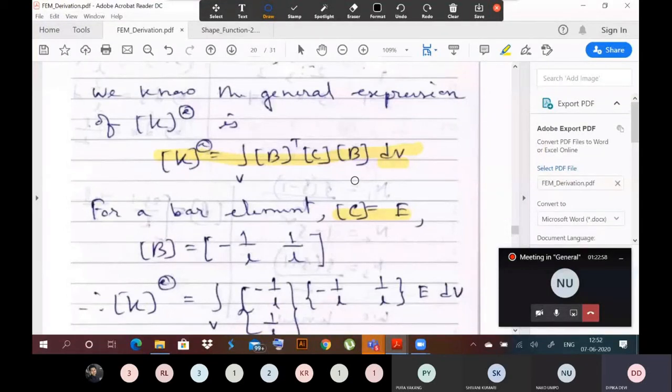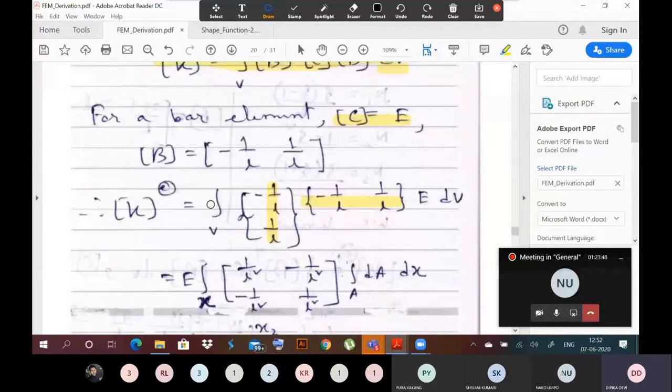So here I have replaced the value of B transpose. This is my B transpose. Then E I have written here. E is a constant term, so it can be written anywhere. And this is B. B transpose B into E. C was in the middle, but as C is constant, it can be taken out. It can even be taken out on this side also. So integration over volume, B transpose B into E into dV. Then integration over volume I can write as integration over length and integration over area. So this B transpose B is not dependent on the cross section or length of the element.